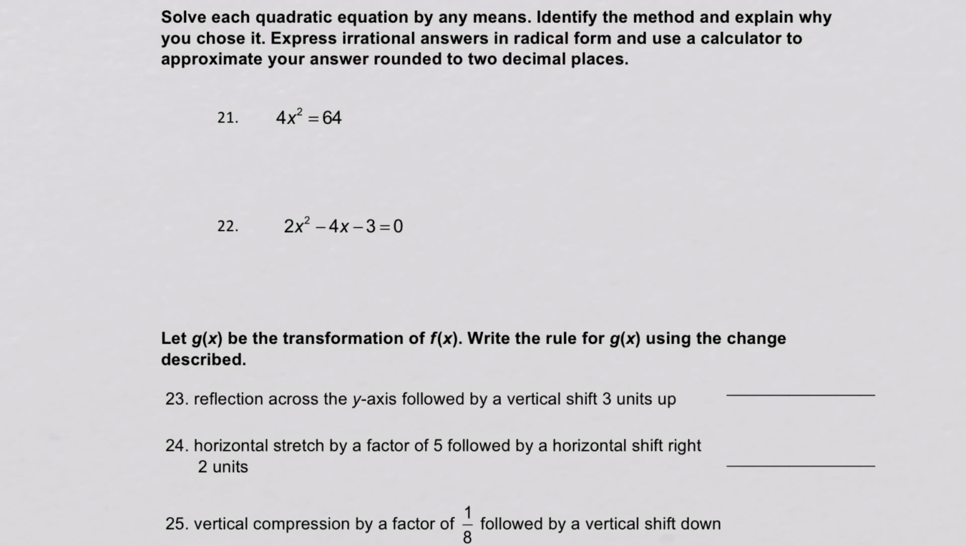Number 21, do not let it confuse you. It should be pretty straightforward, okay? Now it says use any means you want. So you could always go to the quadratic formula. You can go to factoring.